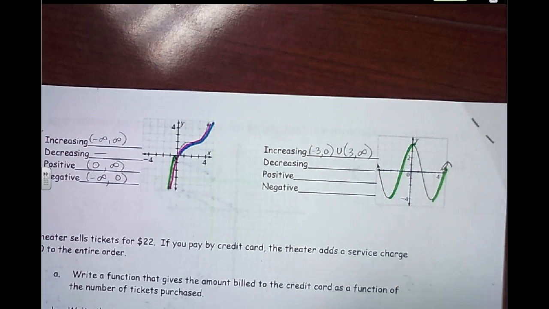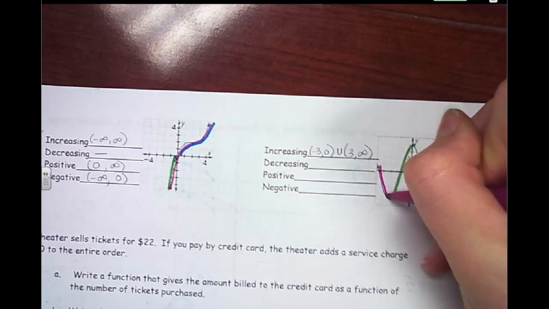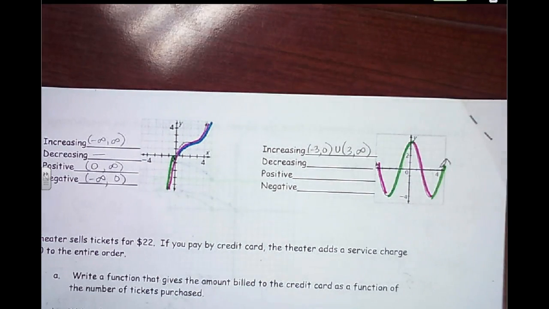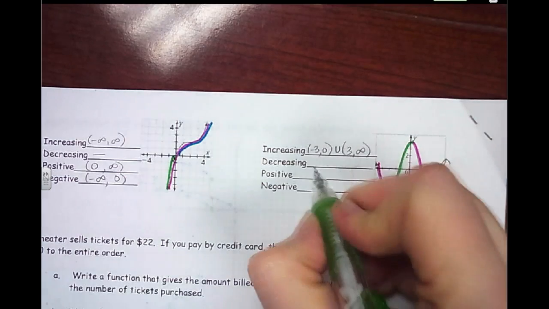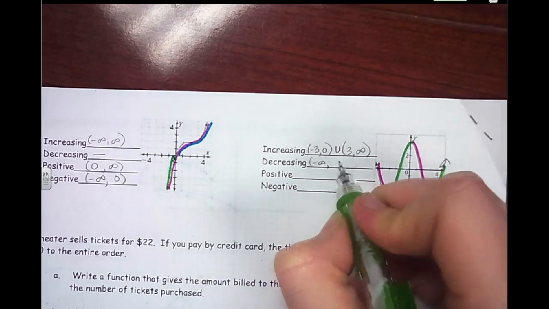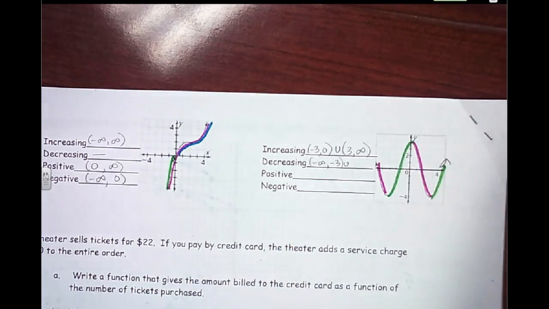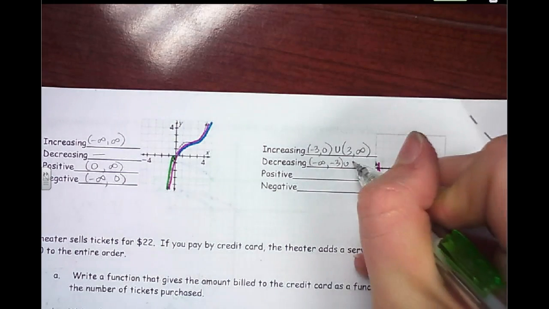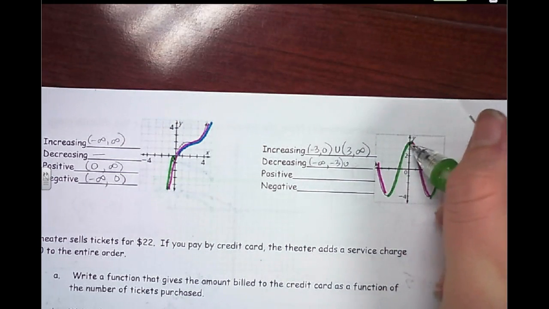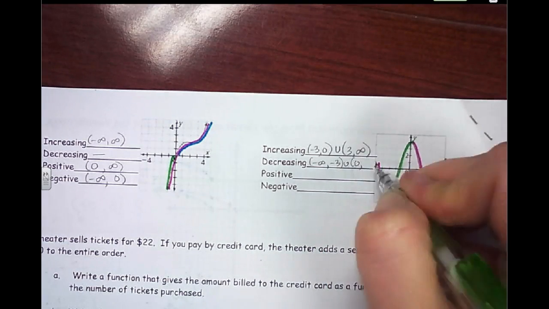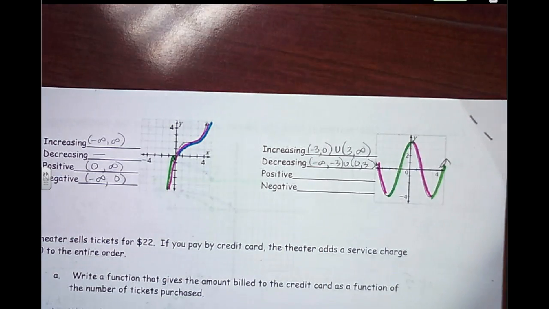Okay, then decreasing. So this is decreasing, and this is decreasing. So our first decreasing interval starts at -infinity and stops here at -3. And my second one starts at 0 and stops at +3. So negative infinity to negative 3, and then 0 to 3.